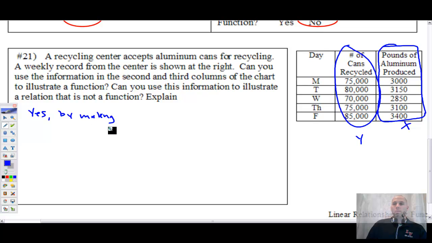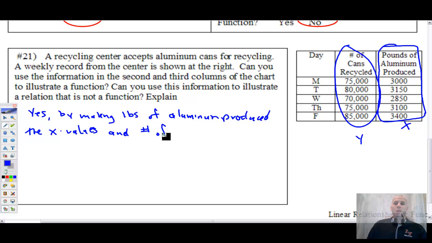By making the pounds of aluminum produced the x values, and number of cans the y values, this illustrates a function.